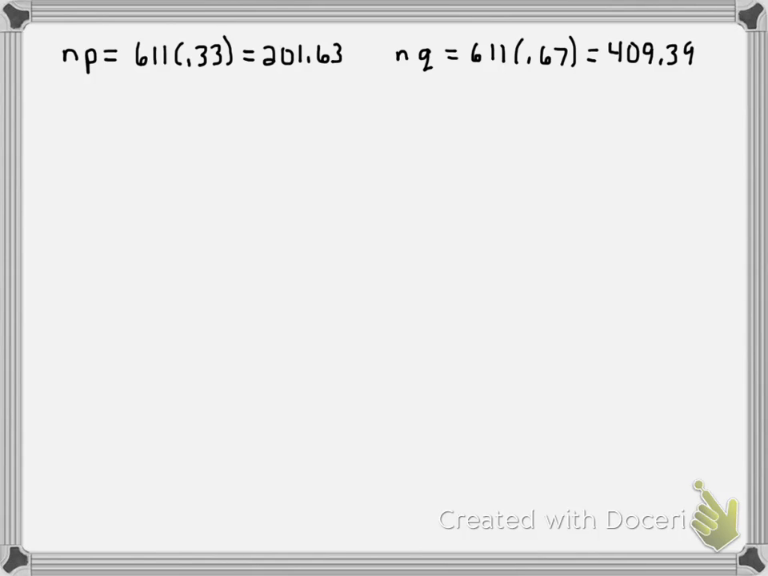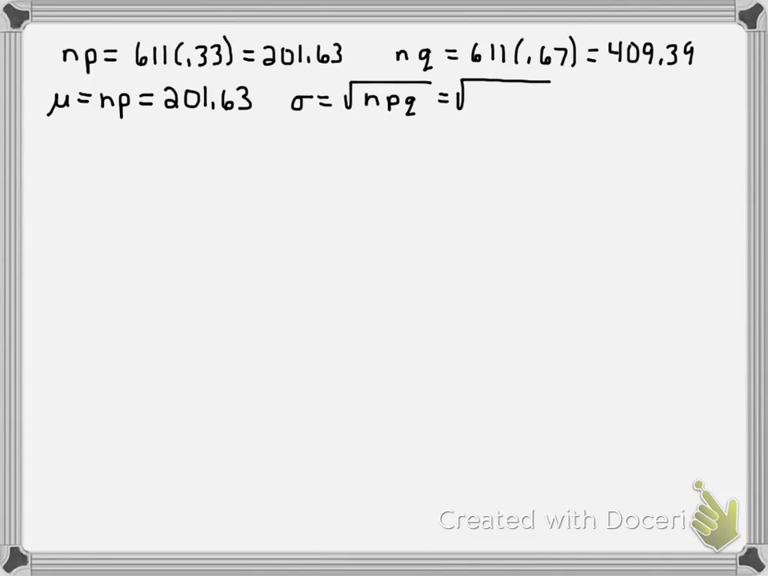The next step is to find the mean and the standard deviation. The mean is equal to NP, which we just found, 201.63. The standard deviation is equal to the square root of NPQ. So that's equal to the square root of 611 times 0.33 times 0.67. And you should get a long decimal, 11.62291272.